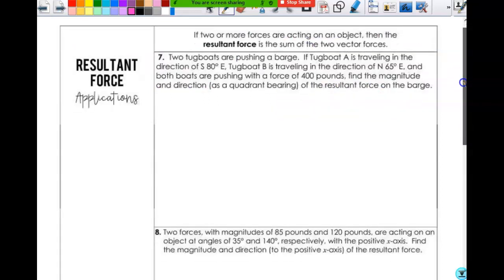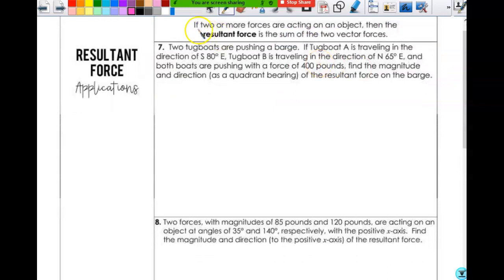Okay, so our resultant force. This says if 2 or more forces are acting on an object, then the resultant force is the sum of the 2 vector forces. So we're going to have 2 vectors at a time here.